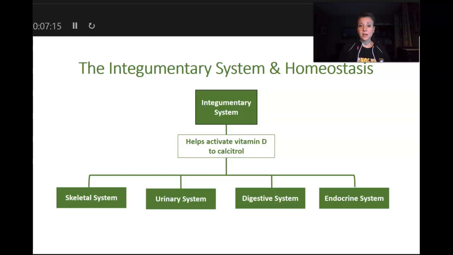But that's not the action that calcitriol wants. So calcitriol is going to inhibit the production of parathyroid hormone so that the calcium gets stored in our bones instead of being released into our blood. And so this is an important way in which our integumentary system helps our body maintain homeostasis, at least calcium level homeostasis.